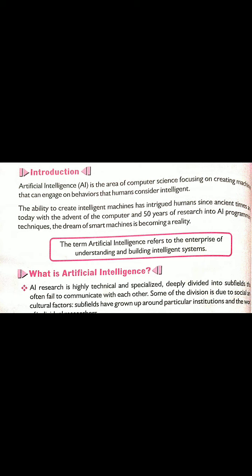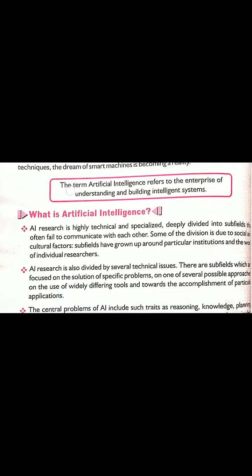The term artificial intelligence refers to the enterprise of understanding and building intelligent systems. The creation of machines like artificial intelligence began in ancient times, so people were creating such machines for decades. After computers arrived and after 50 years of research, we have created artificial intelligence right now.